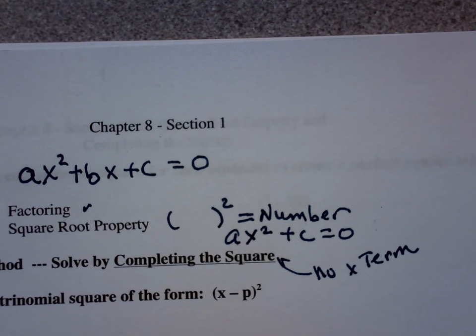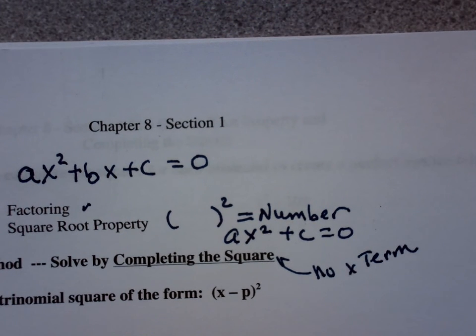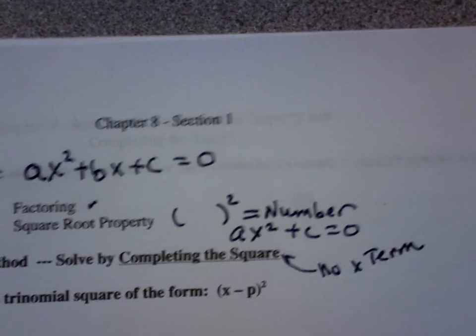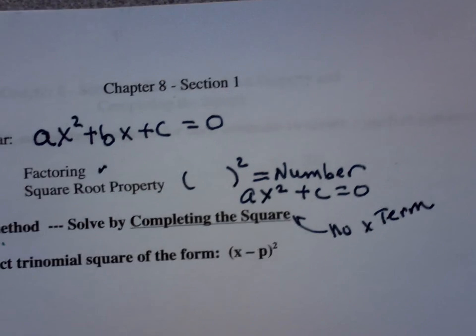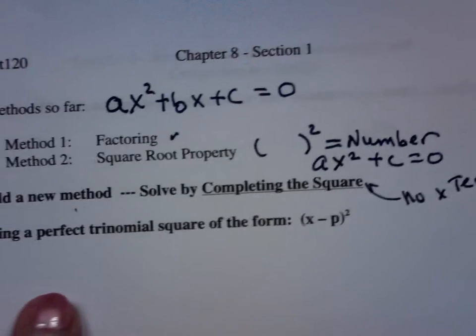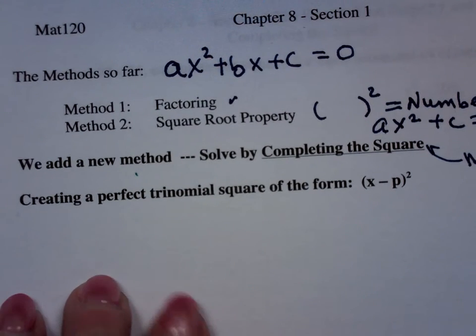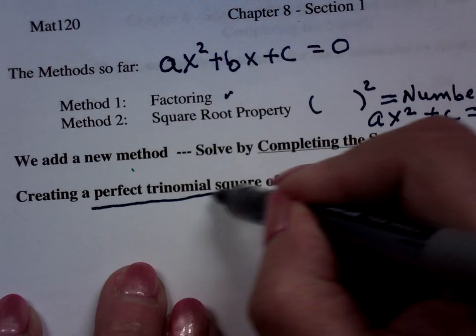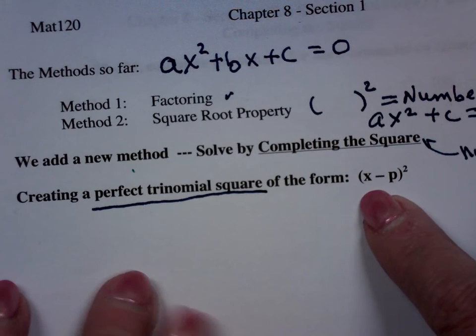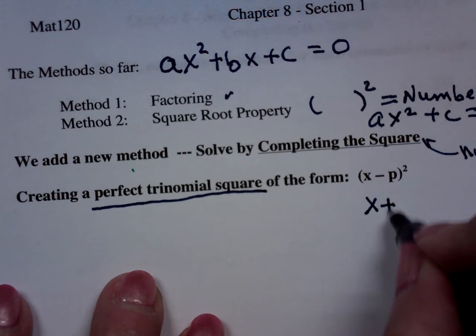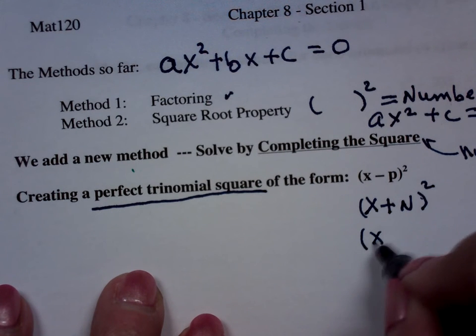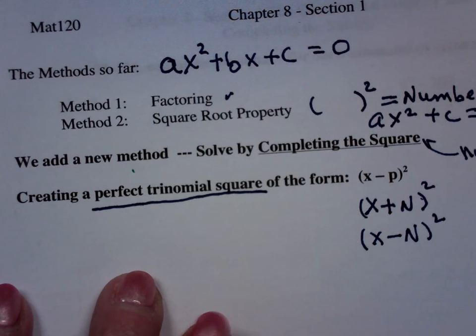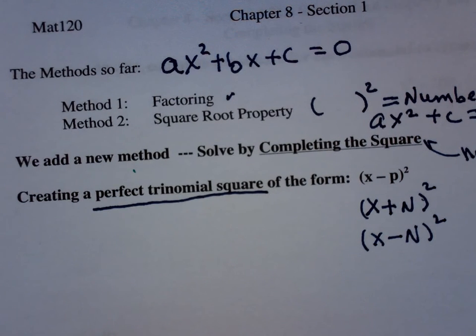However, we can spread out essentially what we can do with the square root property by doing something called completing the square. And what it does is, we're going to be looking at trying to turn something into what we call a perfect trinomial square. So it's going to be x either plus some number squared or x minus some number squared. Now remember, we had problems where we used the square root property on it. That's what it amounts to.